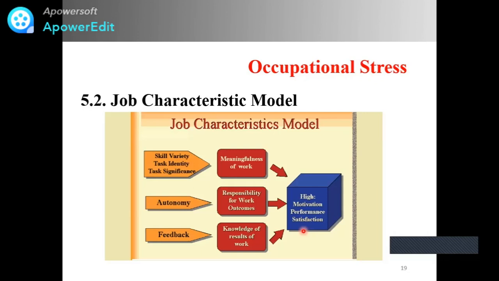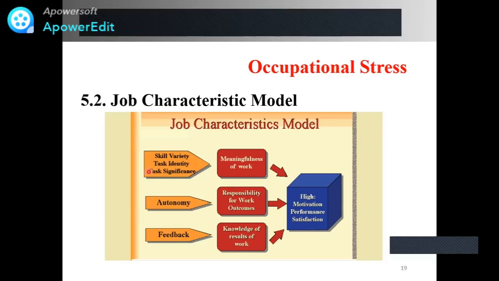Job characteristic model. This model proposes that for an employee to be successful in any job, he needs to have some degree of autonomy, and he should be able to give feedback.